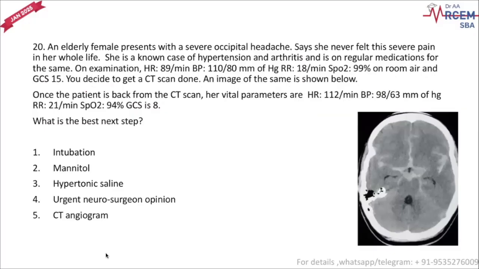An elderly female presents with a severe occipital headache. She says she never felt this severe pain in her entire life. She is a known case of hypertension, and the vital parameters are fine. You get a CT diagnosis, and once the patient is back from the CT, her GCS has fallen down to 8. What is the next best step?